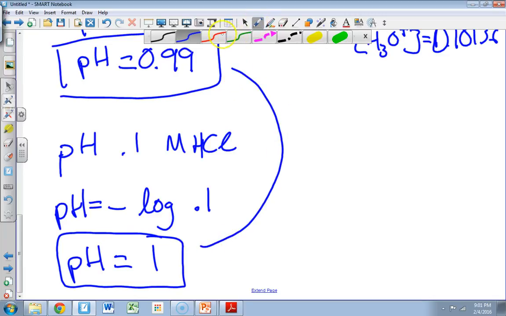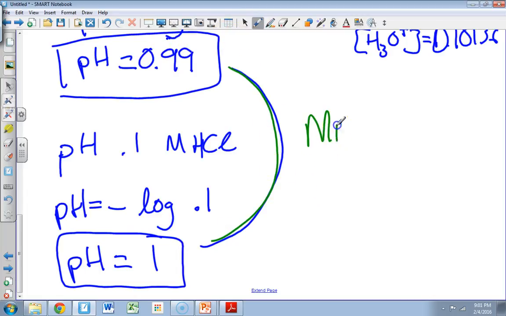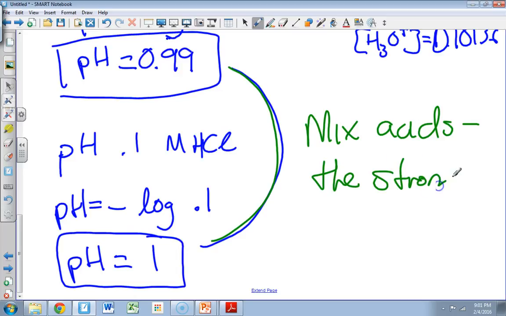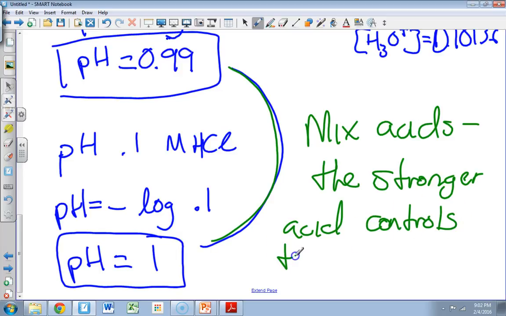This is your bonus lesson here, is that when we mix acids, the stronger acid controls the pH. By adding all of that HF, which is a weak acid, we only change the pH of the solution by 0.01 units.